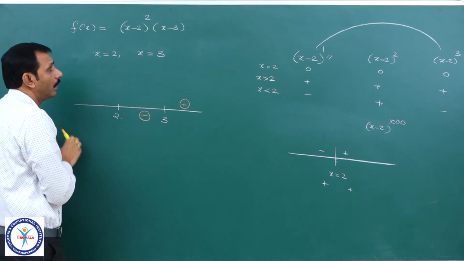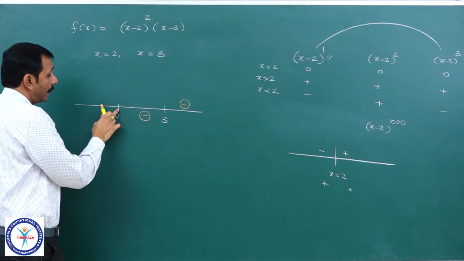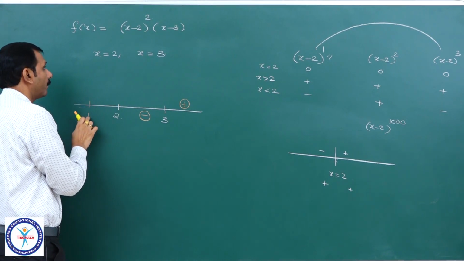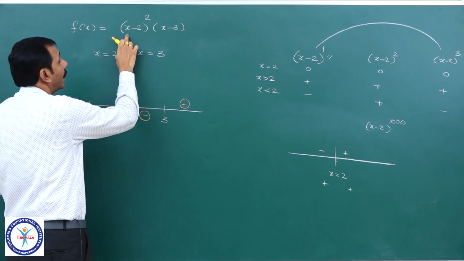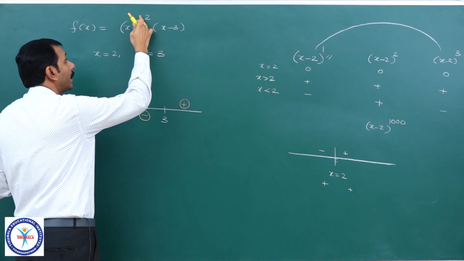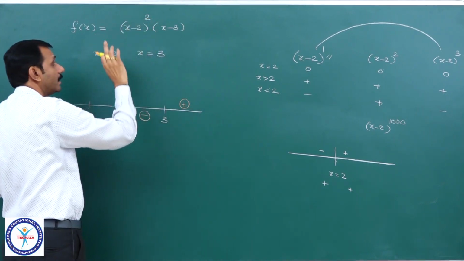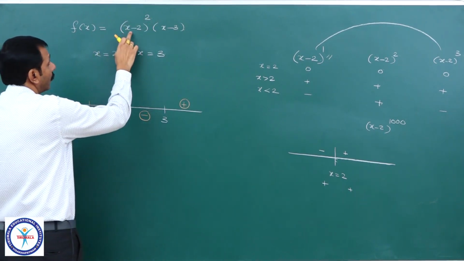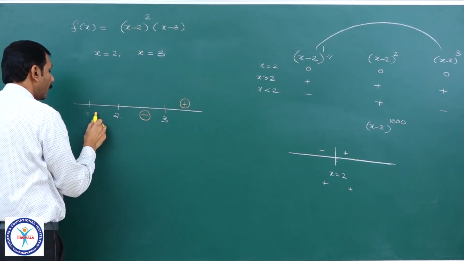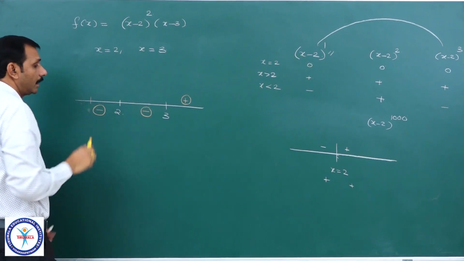Now, less than 2, if you take, what will happen? Less than 2 means whatever value you take, suppose I take 1, 1 minus 2 is negative, whole power even means this will not change sign, it is always positive only, whereas the other factor is negative, so here also it will be negative only.